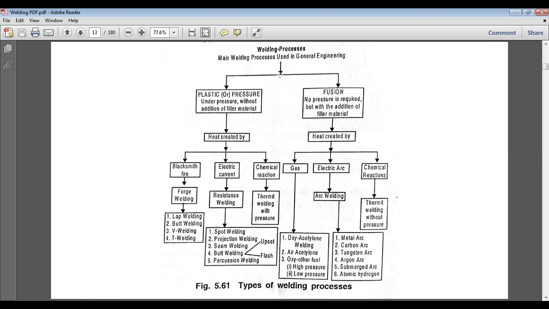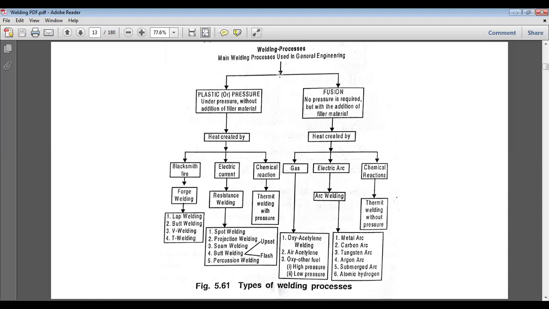So in plastic or pressure welding, there is no addition of filler metal. Plastic welding is done without applying any extra metal, whereas pressure is only applied. Only pressure is applied. That's why it's called plastic welding. Whereas in case of fusion, only filler metal is applied, and they are left to fuse together, and no extra pressure is applied. Under natural, gravitational pressure, the parent metals are fused together with the help of an external material that is called filler material.